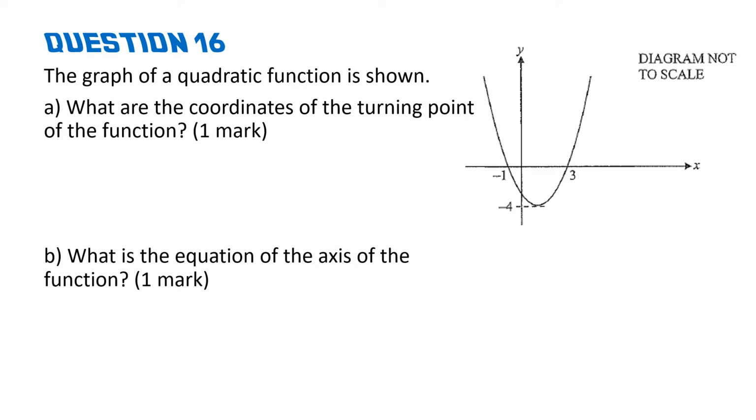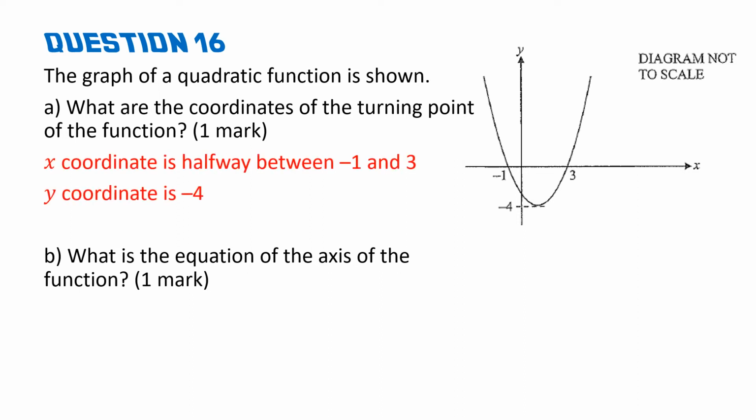Well, our x-coordinate is going to be halfway between -1 and 3, because those are the points where it cuts the x-axis, as you can see there. A parabola is perfectly symmetrical, so how far something is from the left of the center is exactly the same as how far something is from the right of the center. So the halfway point between -1 and 3, that is where our x-coordinate is going to be. And we know that our y-coordinate is -4. Halfway between -1 and 3 is going to be +1, so our turning point is (1, -4).